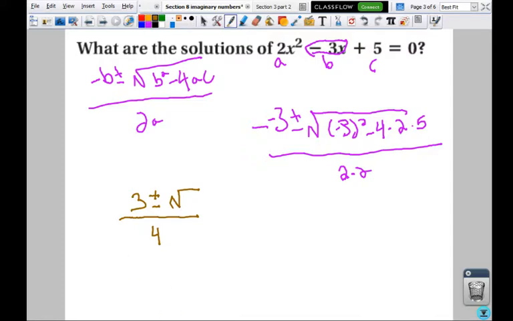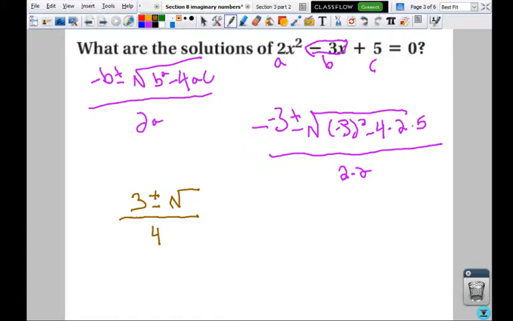I'm going to bump it over so we can see it. Alright, there's Desmos. So we are doing negative 3 squared minus 4 times 2 times 5. And I get negative 31.